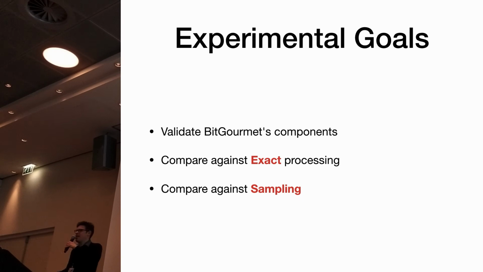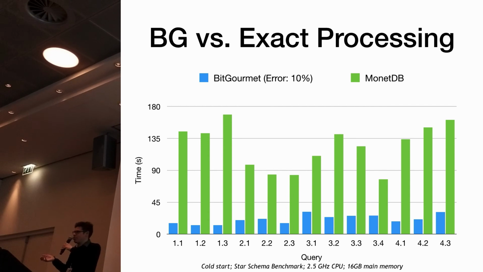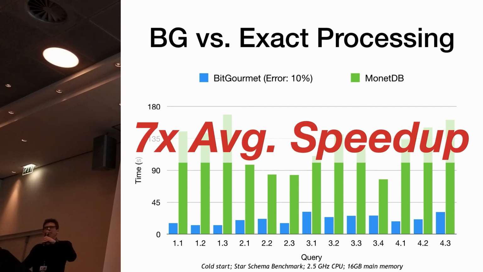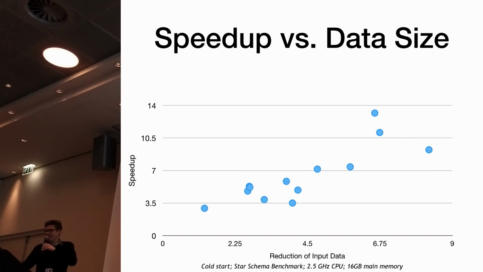In our experiments, we compare against exact processing and against sampling. I'm going to present a few first results. Here we are first of all comparing against an exact processing baseline on queries of the star schema benchmark. And as you see, we consistently achieve speed ups of factor 7 on average. And when analyzing those speed ups in more detail, it turns out that they correlate quite well with the reduction in data size that we achieve by dropping bits, and that is to be expected.